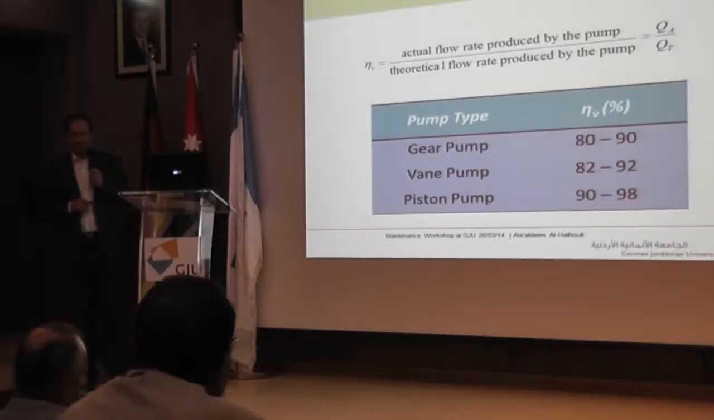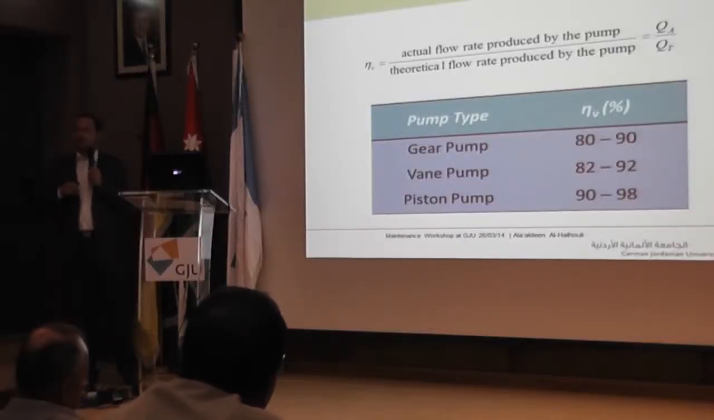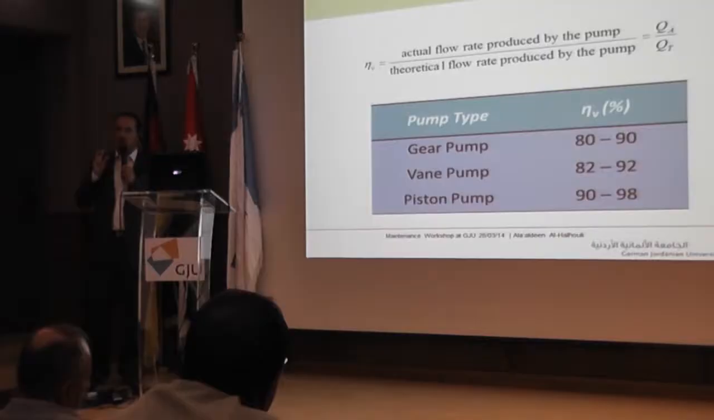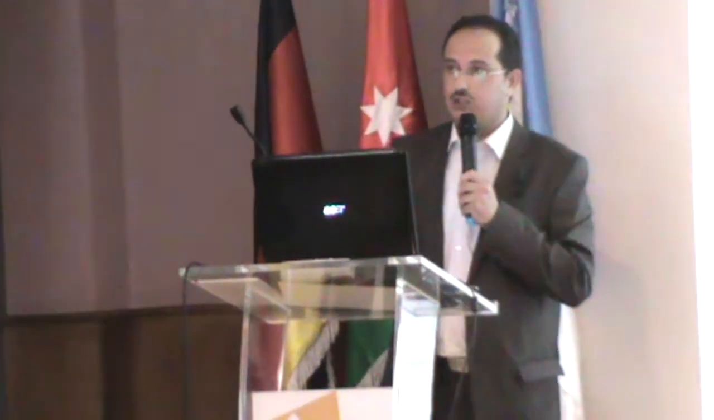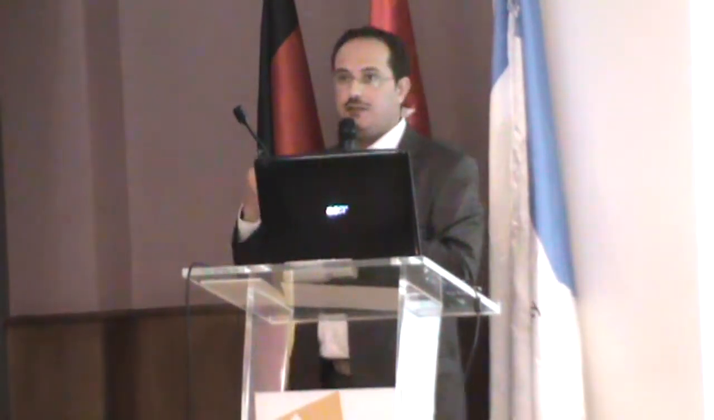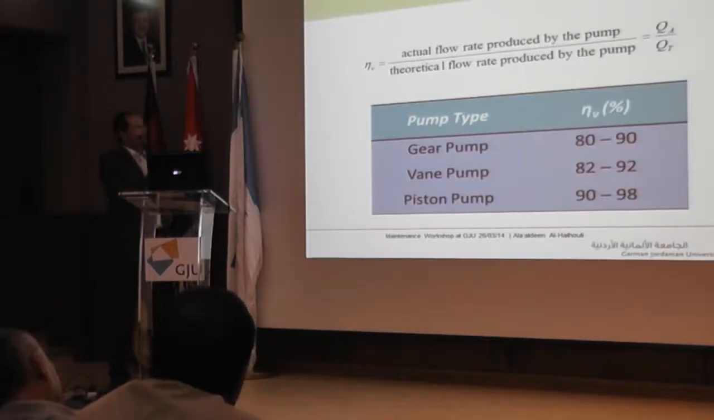If we look now at the efficiency, there is what's called volumetric efficiency. These are main parameters that any engineer should know when working with hydraulic systems. Volumetric efficiency is the actual flow rate produced by the pump divided by the theoretical flow rate produced by the pump. The theoretical flow rate assumes that during the piston movement there's no leakage, but this doesn't exist because you always have clearances between the moving piston and the cylinder. Then the measured or actual flow rate is expected to be less.